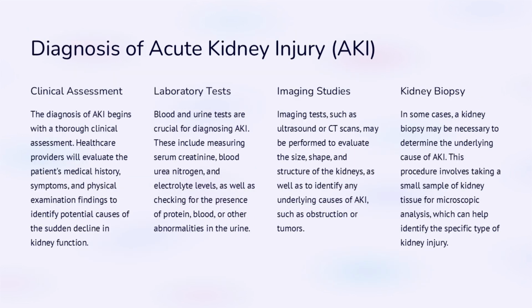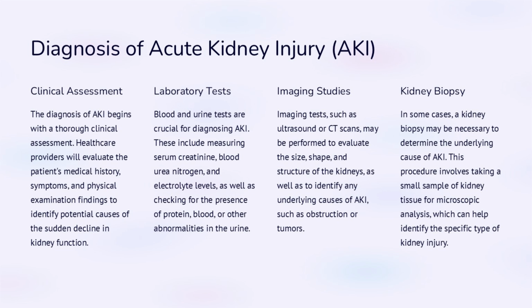Diagnosing acute kidney injury, AKI, starts with a thorough clinical assessment, including reviewing the patient's medical history, symptoms, and physical exam findings. Lab tests are crucial. Measuring serum creatinine, blood urea nitrogen, and checking for protein, blood, or other abnormalities in the urine.